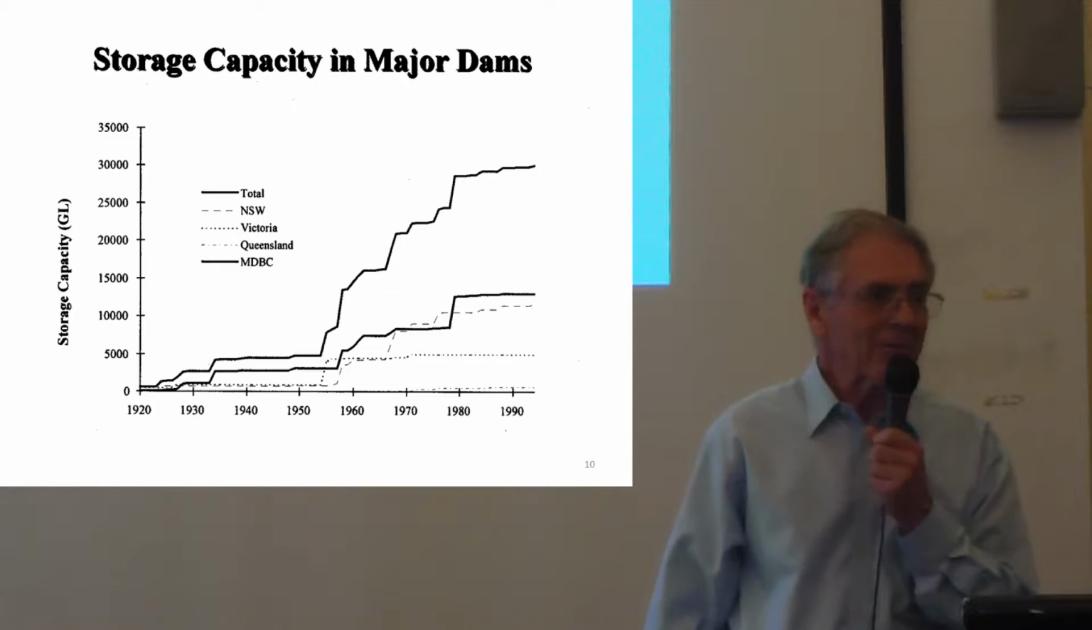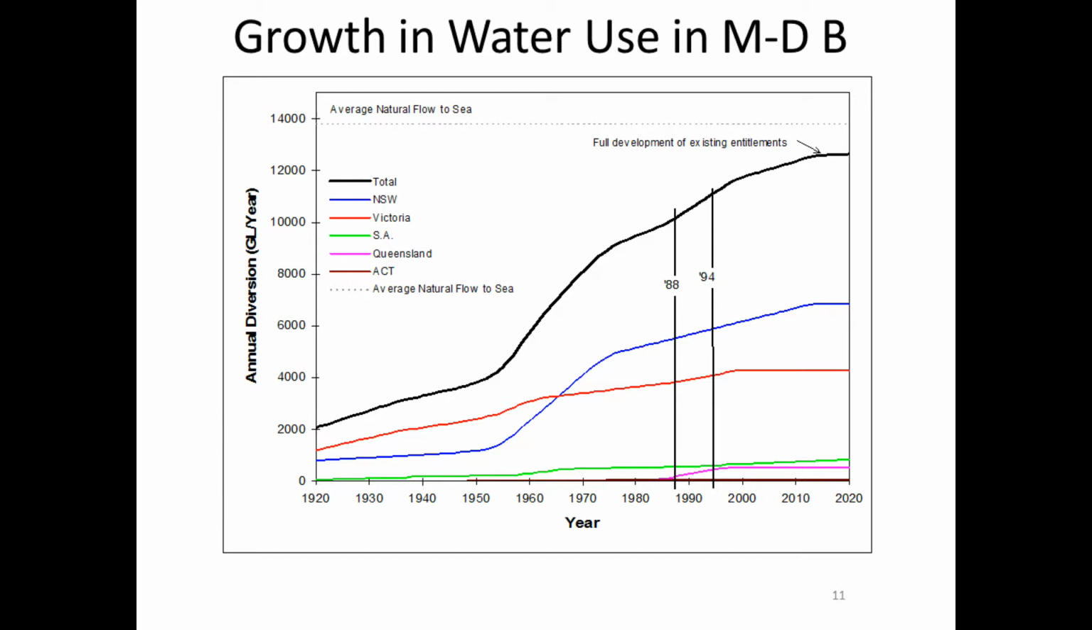And that's the growth in water use as time has gone on, right up to what we see now of almost 13,000 gigalitres per year. New South Wales, the blue one, had that big growth from 1950-odd to 1980, but still kept growing.